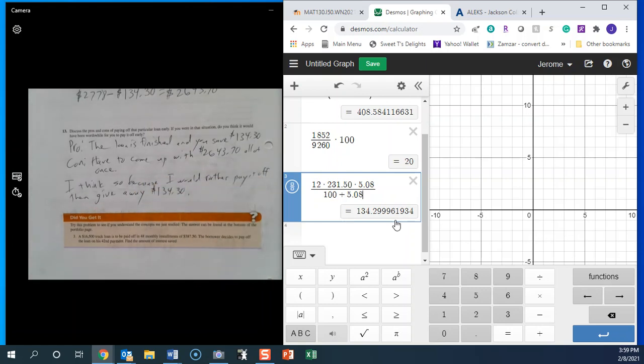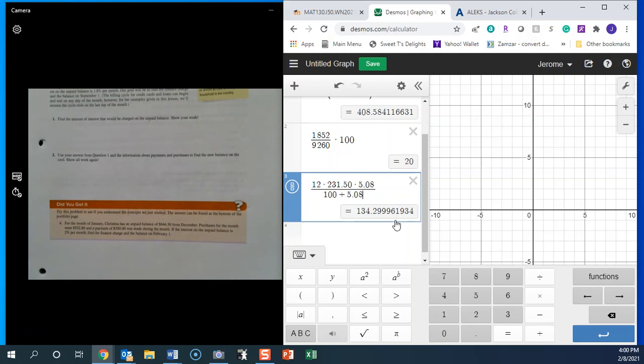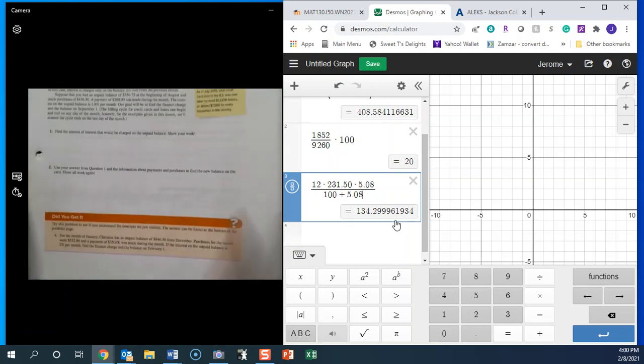Now remember, they said if you were in that situation, meaning you had the money, would you do it? And I would. Saved $134.30. All right, now we move on to the next page.